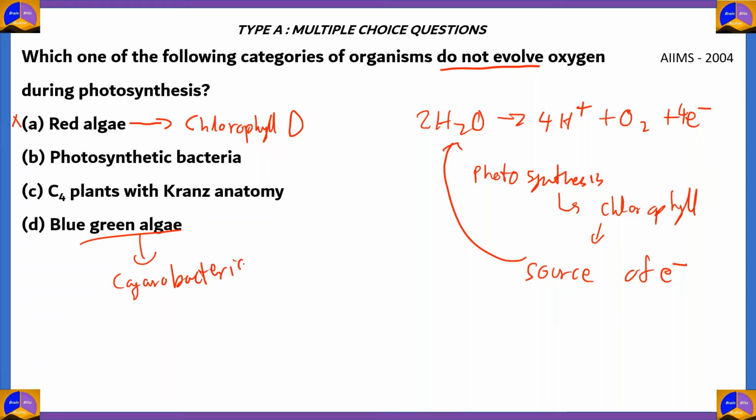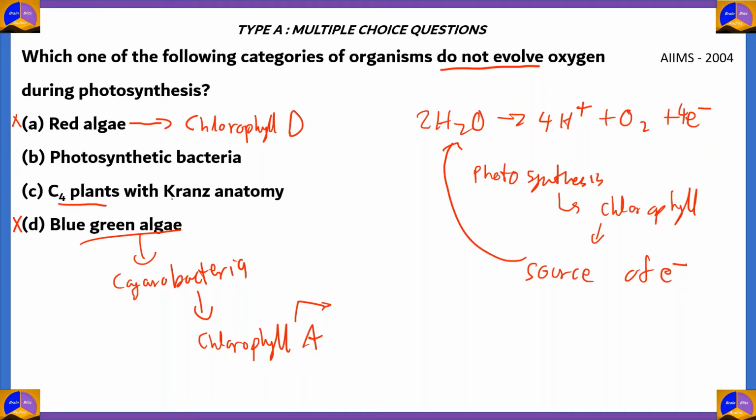These are a special class of bacteria which uses chlorophyll A along with other pigments in order to prepare food for themselves. So that means chlorophyll A also has its source of electrons as water, so it must evolve oxygen. So option D is also incorrect.